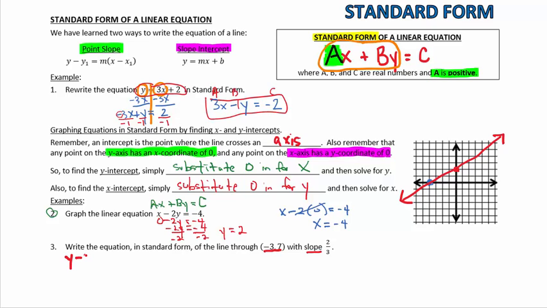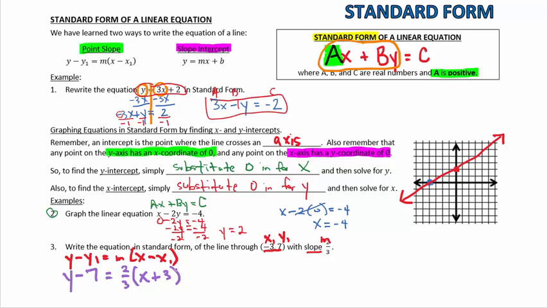Remember, point-slope form is y minus y1 equals m times x minus x1. So let's plug in what we know. The negative 3 is our x1, the 7 is our y1, and the slope 2/3 is our m. I have y minus 7 equals 2/3 times x minus negative 3, which is going to make it plus 3.